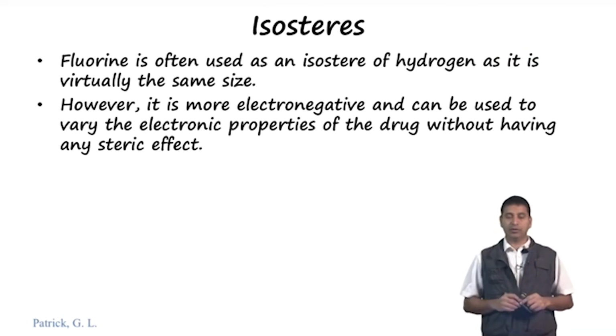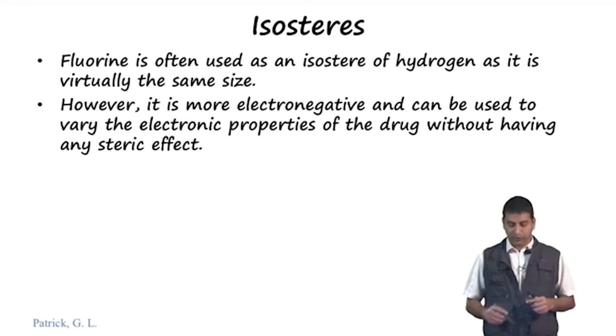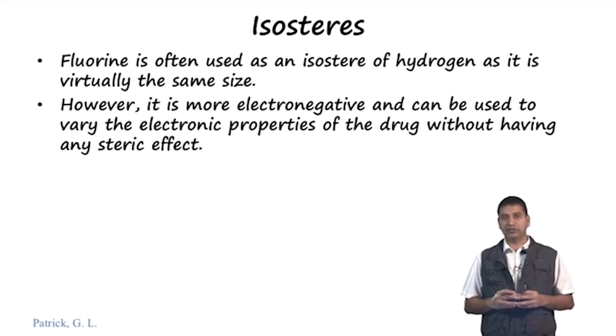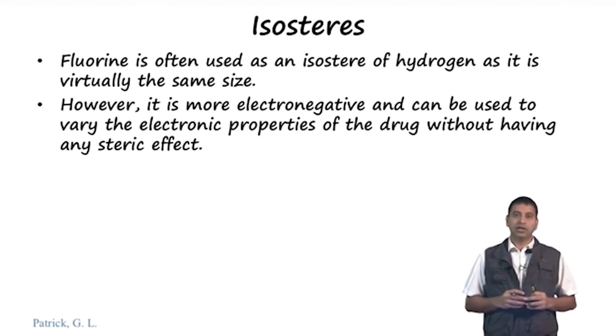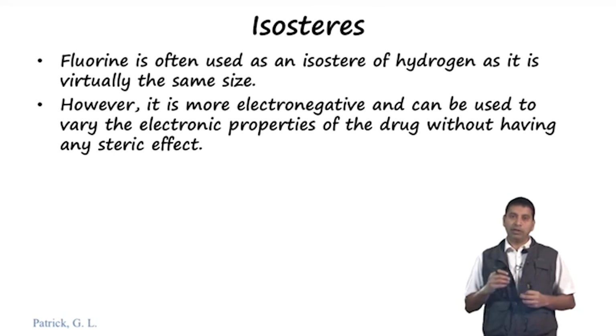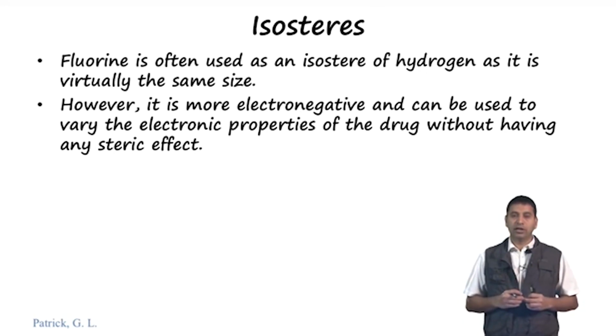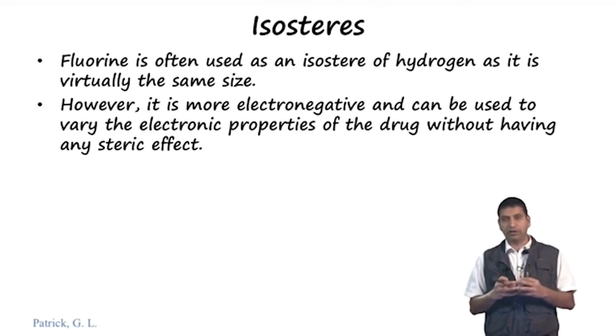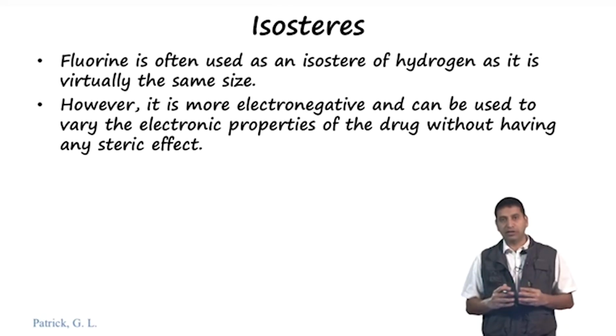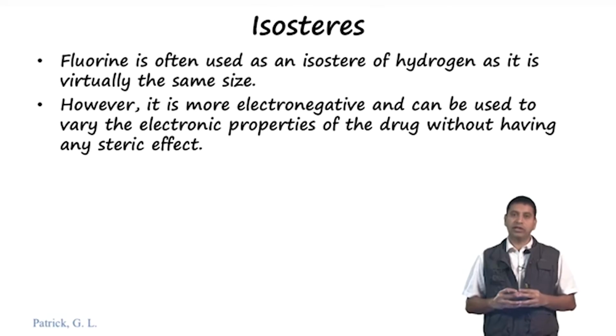Fluorine, a fairly electronegative atom, is fairly commonly used as an isostere of hydrogen. Interestingly, although it is much more electronegative, it has a very similar size to hydrogen. So replacing hydrogen with fluorine keeps the steric effect similar, but it can substantially vary the electronic properties of the drug. By doing this, one can figure out if the hydrogen is important in any interaction or not.